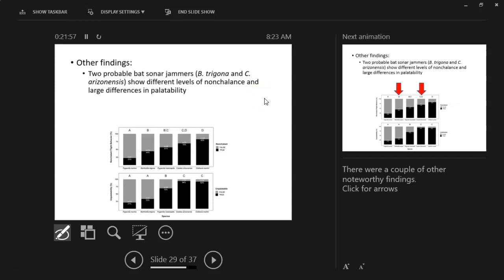And so, again, in trying to understand what is the purpose of that sonar jamming, we look to see what the outcomes are and how that relates to palatability.